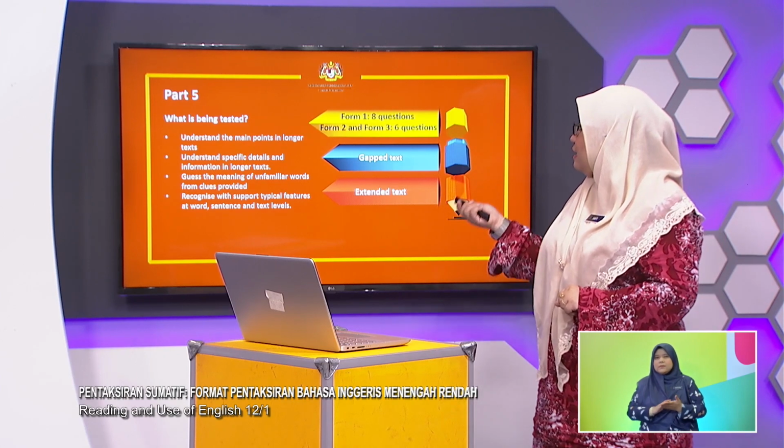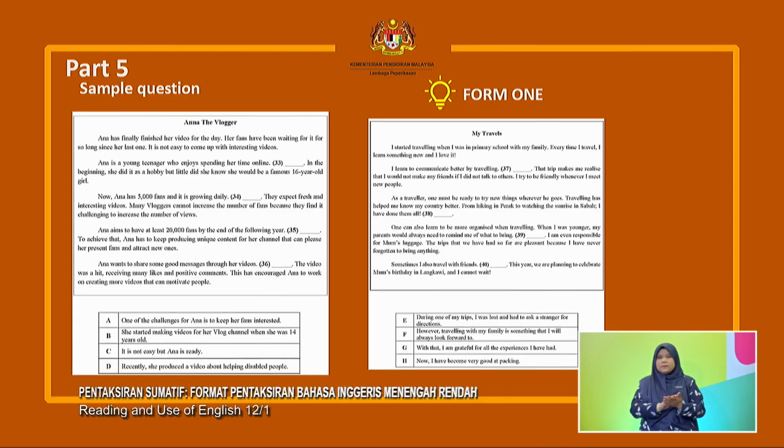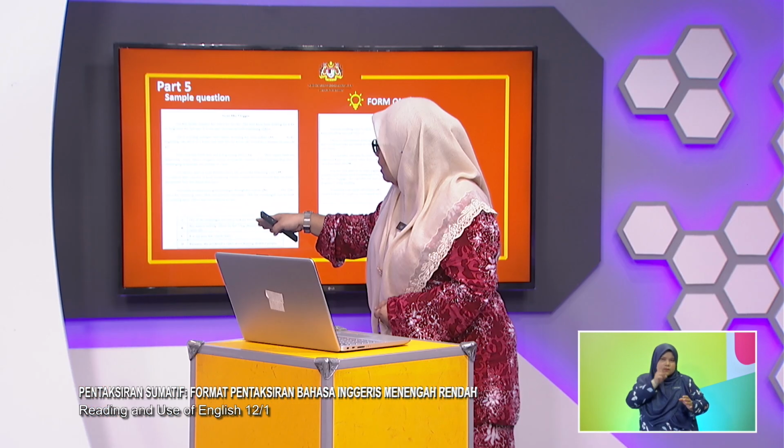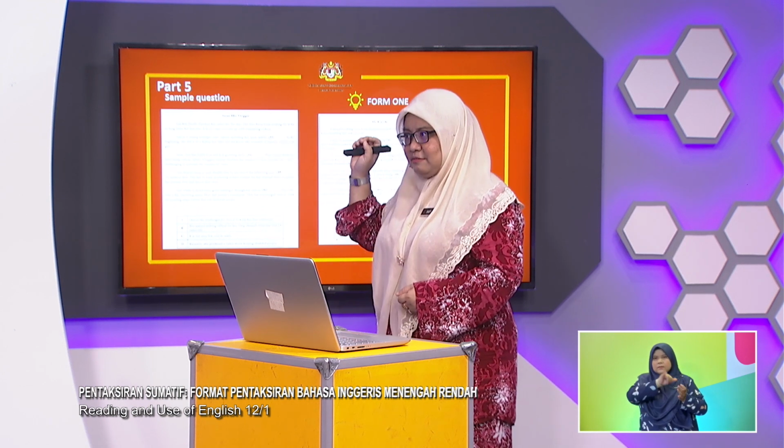So let's look at the sample question first. This is the sample item for part 5, for Form 1. Students are going to read the text here, and in every paragraph there's a gap. And there are options listed down there, A, B, C, D. So the students need to read through the text and identify which sentence here fits into these gaps. I see.